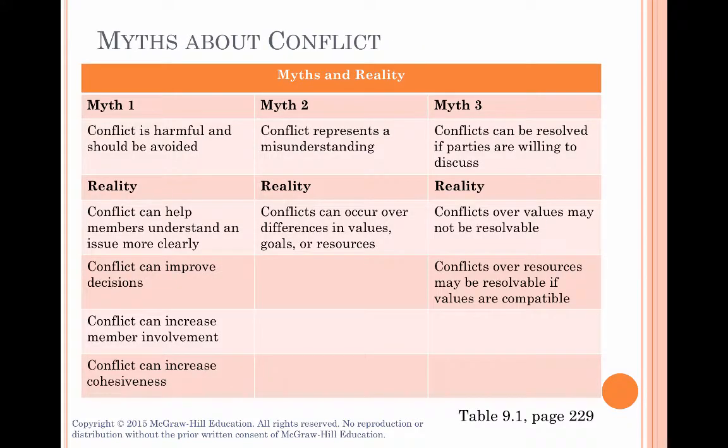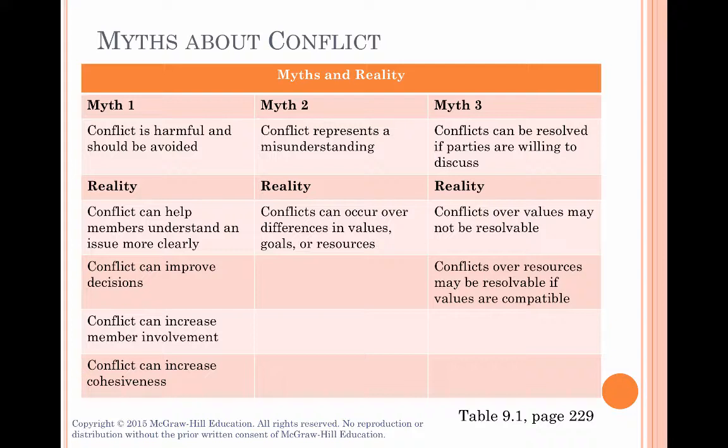Let's look at some of the myths surrounding conflict and the realities of it. Myth 1 says that conflict is harmful and should be avoided. Certainly when we observe or are in the middle of conflict, it feels that way, and it can certainly cause harm if it gets out of control. But conflict that is expressed and managed properly can actually help groups to see an issue more clearly because they can see all sides of it, and that can help improve their decisions, increase member involvement, and when conflict is resolved or managed well, can increase the group's cohesiveness.